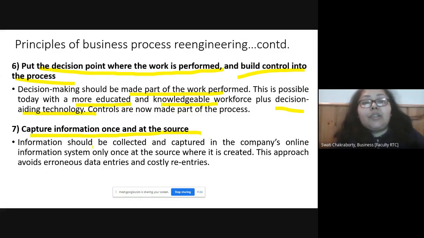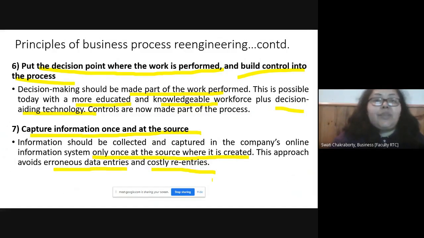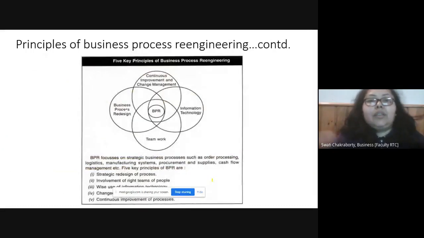The last principle is capture information once and at the source. The information that is collected should be captured only once, just once, at the source where it is created, which would help in avoiding all sorts of erroneous data entries and also costly re-entries. Okay, there's a diagram of the principles of re-engineering.